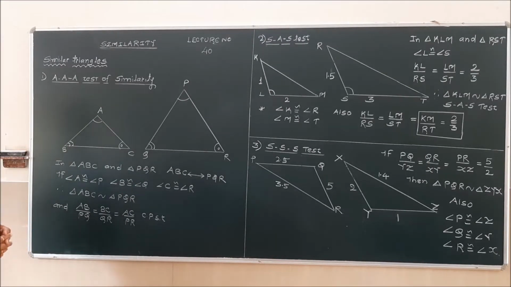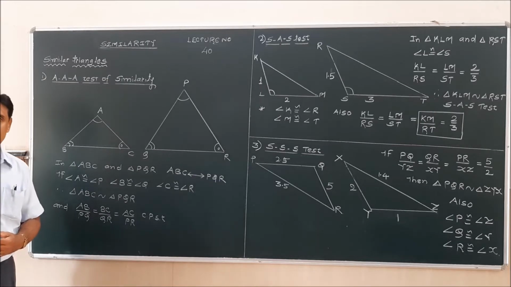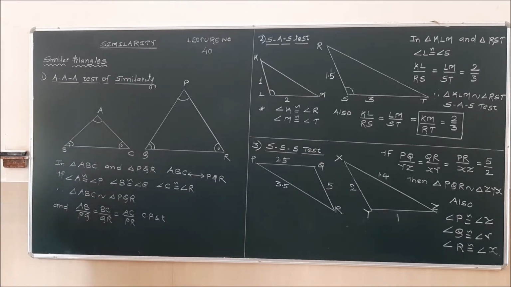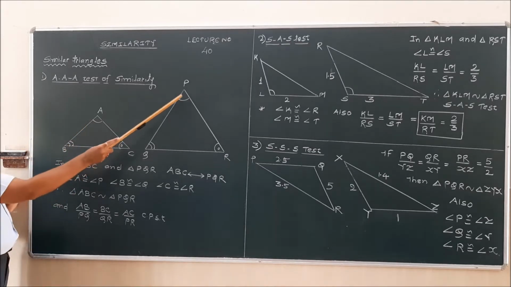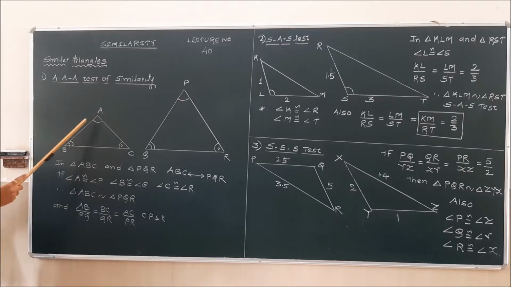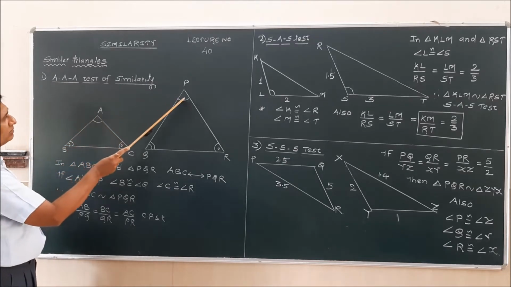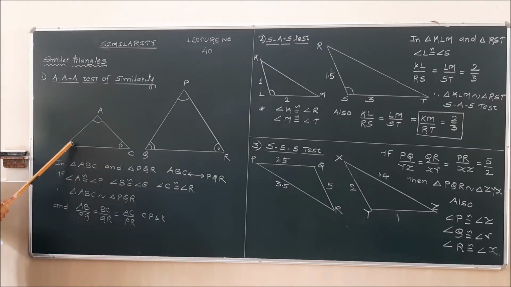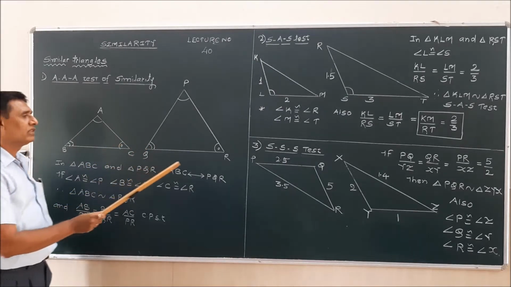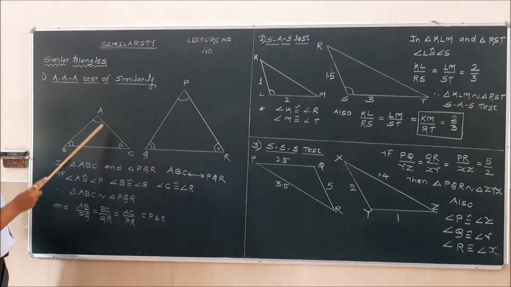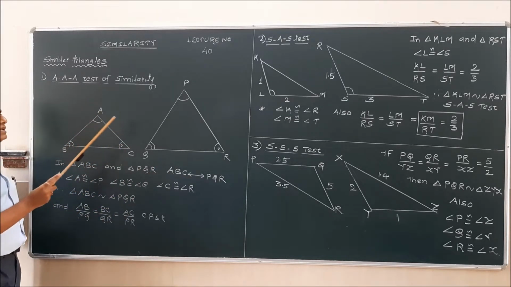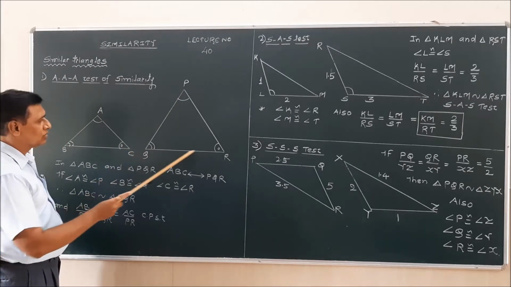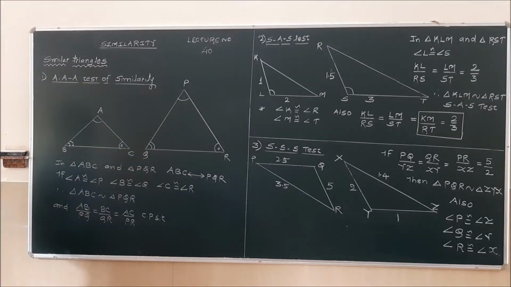So you will find in triangle ABC, you will notice that angle A is congruent with angle P, because I have shown identical marking over here. So A is congruent with P, as well as angle B, the same marking is here for Q, and angle C is congruent with angle R. So this is how triangle ABC is similar to triangle PQR by AAA test.